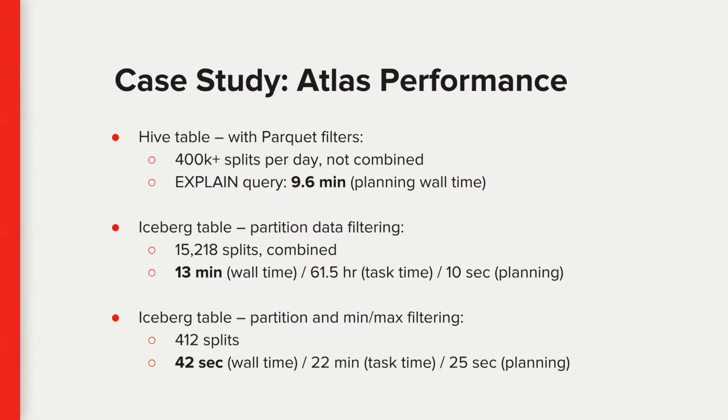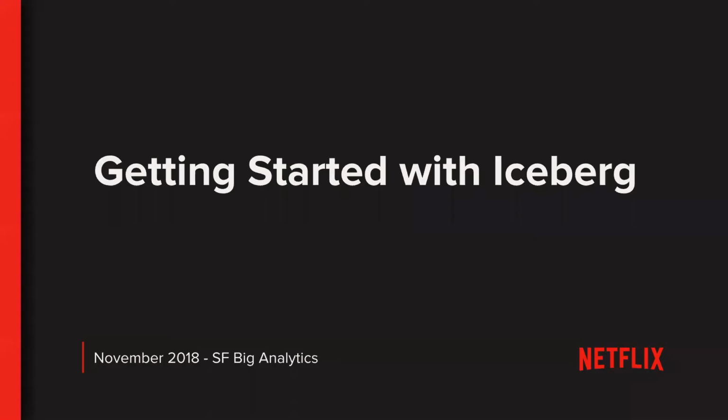So we got the total wall time down to 42 seconds just by taking that metadata from the Parquet footers and putting it in our manifest files. So we can actually really optimize selective queries using Iceberg metadata.